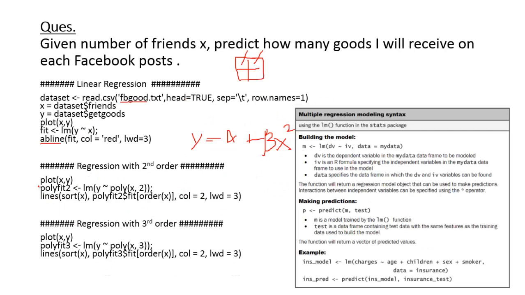This code is like poly fit to lm, y poly x square. Poly is a function to denote any polynomial expression. So I have created simply here x square, where y is the dependent variable and x square is an independent variable, and I am storing this result in polyfit2, and simply I am using the lines function and fitting a second order curve, with color equal to true 2 and line width equal to 3.